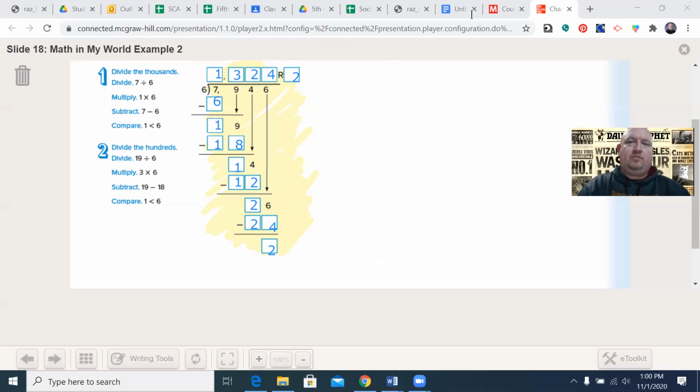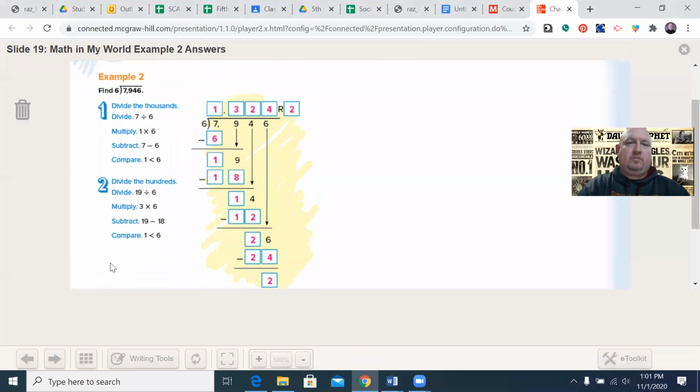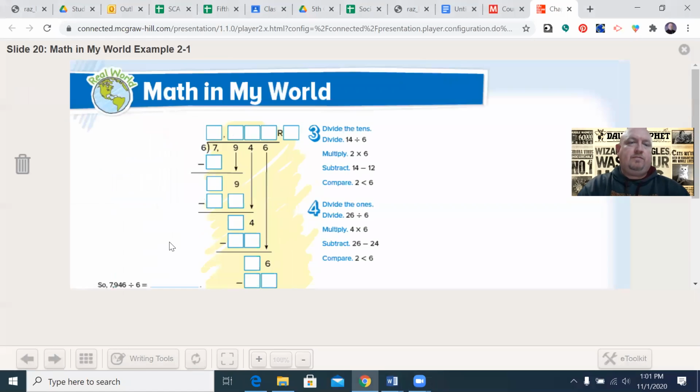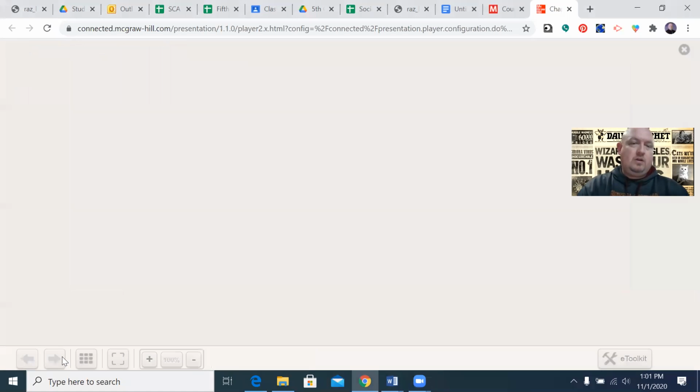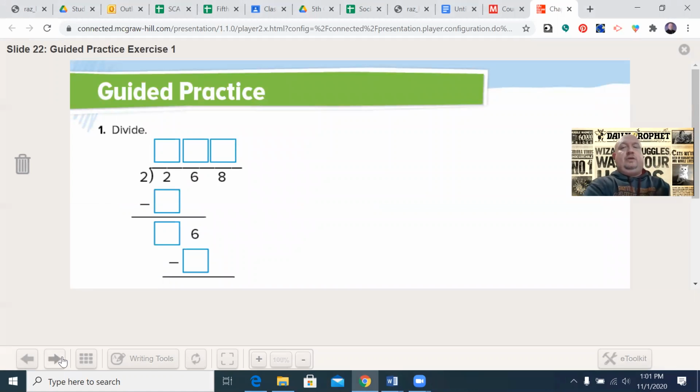All right, so I'm going to clear my screen. You can see the answer. We did all right. And for filling in purposes, 1,324 times 6, 7,944, plus 2, 7,946. Remember, to check division, we use multiplication. They are inverse operations. All right, let's do the guided practice, and then you're going to have an opportunity to do a few on your own.